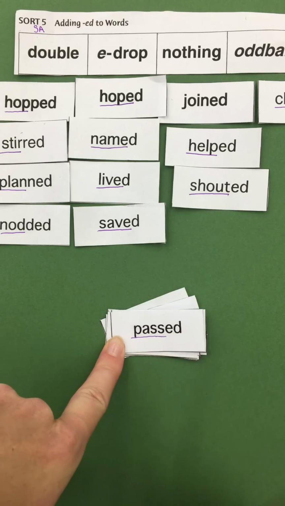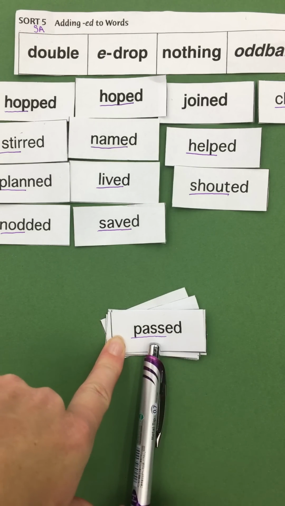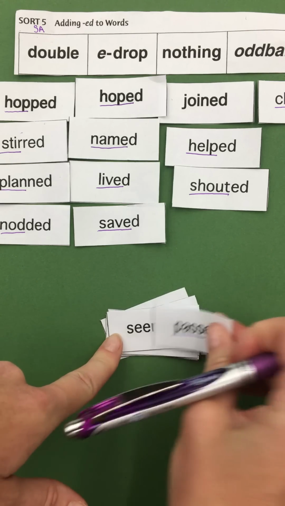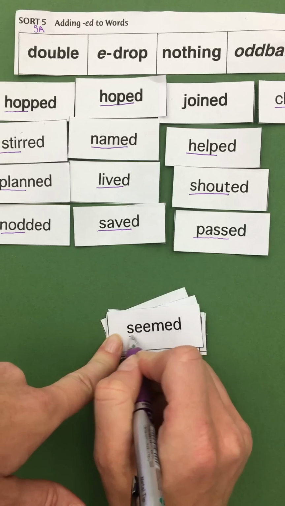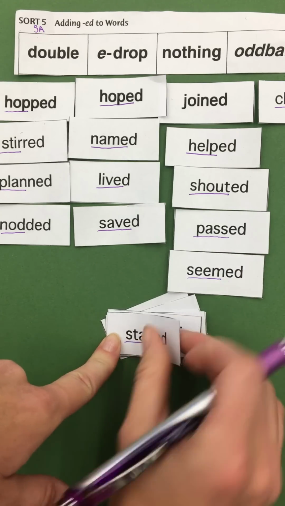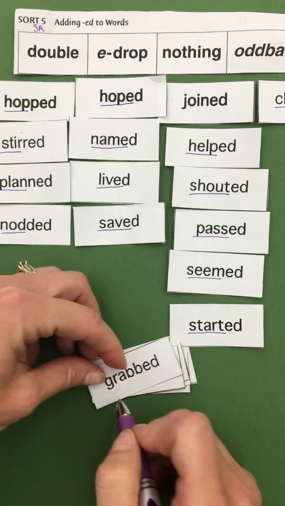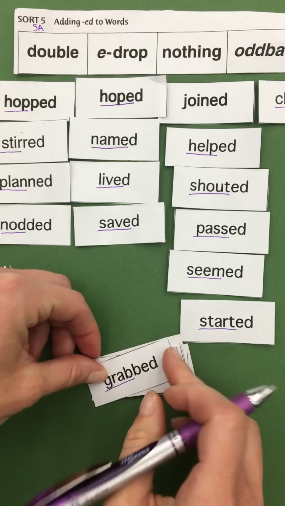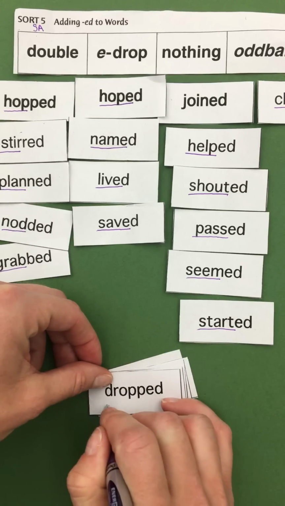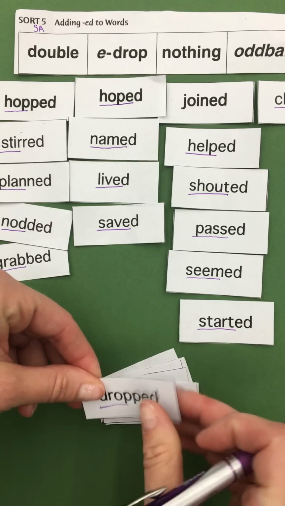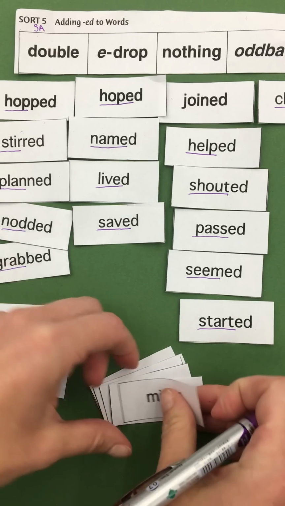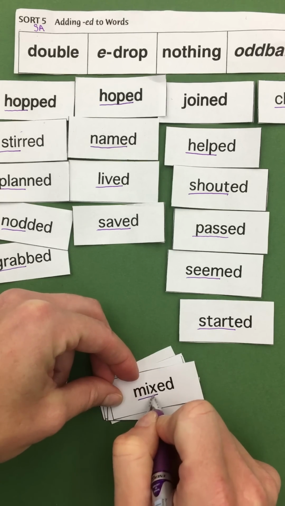How about that? Shouted. Okay, so we have just add, pass. Now notice here, this is not really doubling because the base word already has two S's. So you're just putting on ED. Seemed, just ED. Started, just ED. Grab, looks like we doubled the B. Dropped, doubled the P. Stepped, same thing.